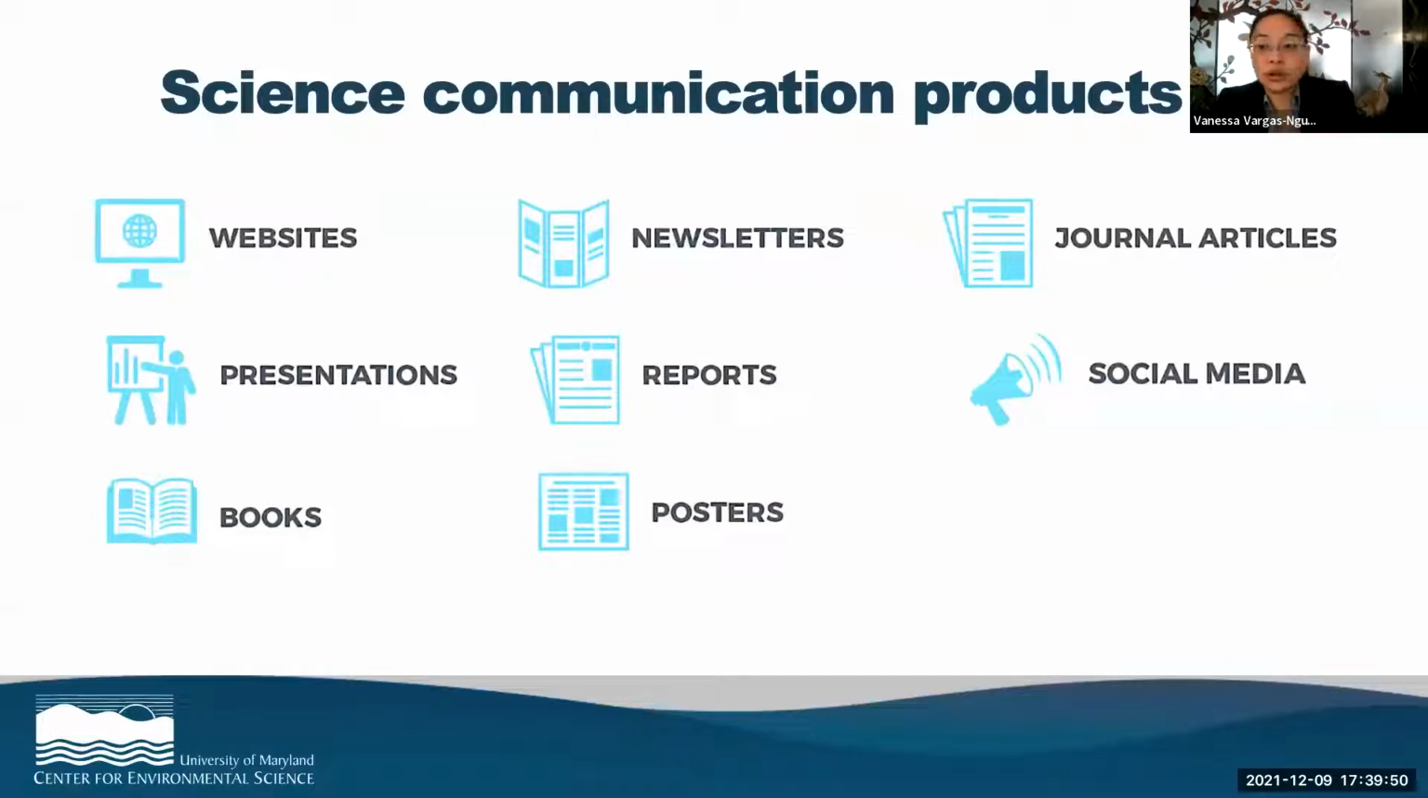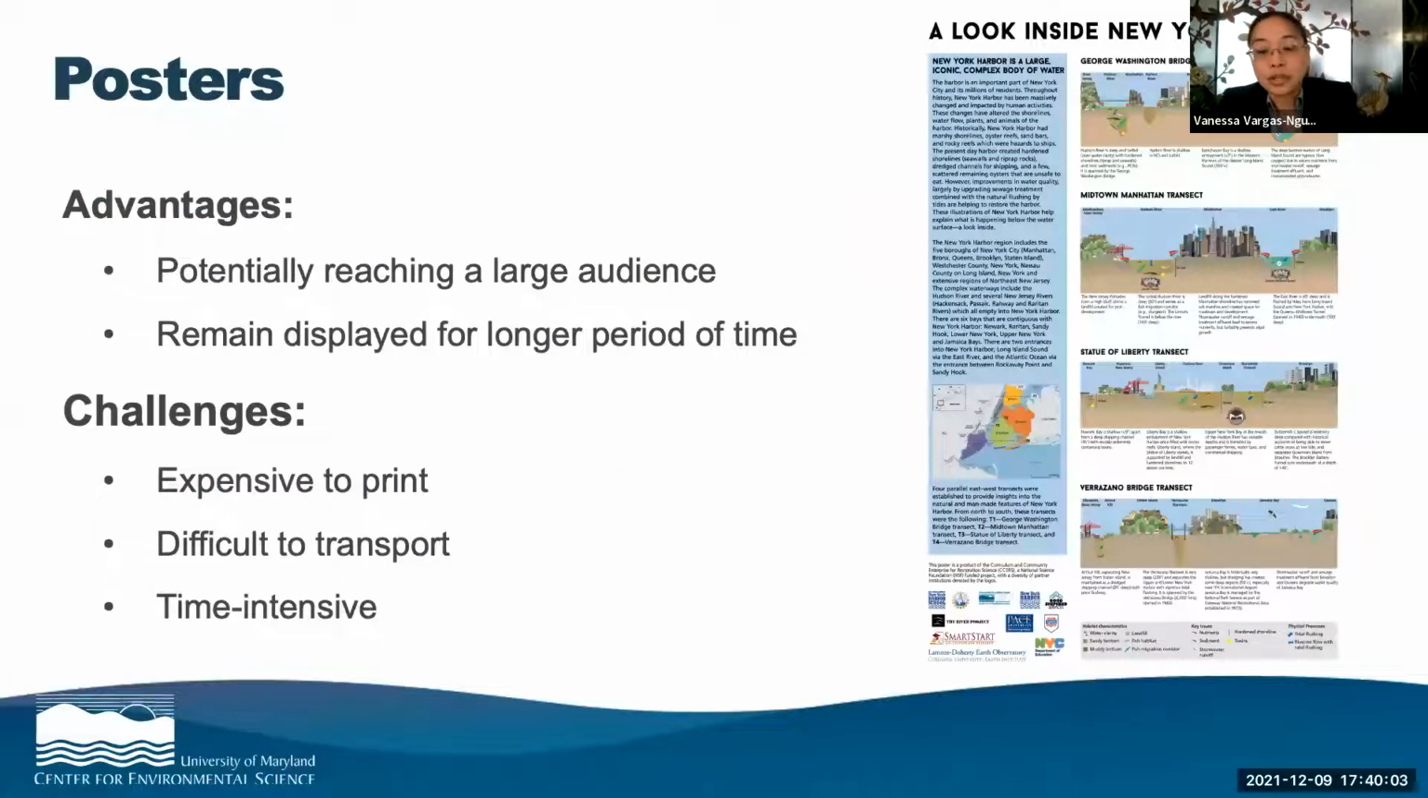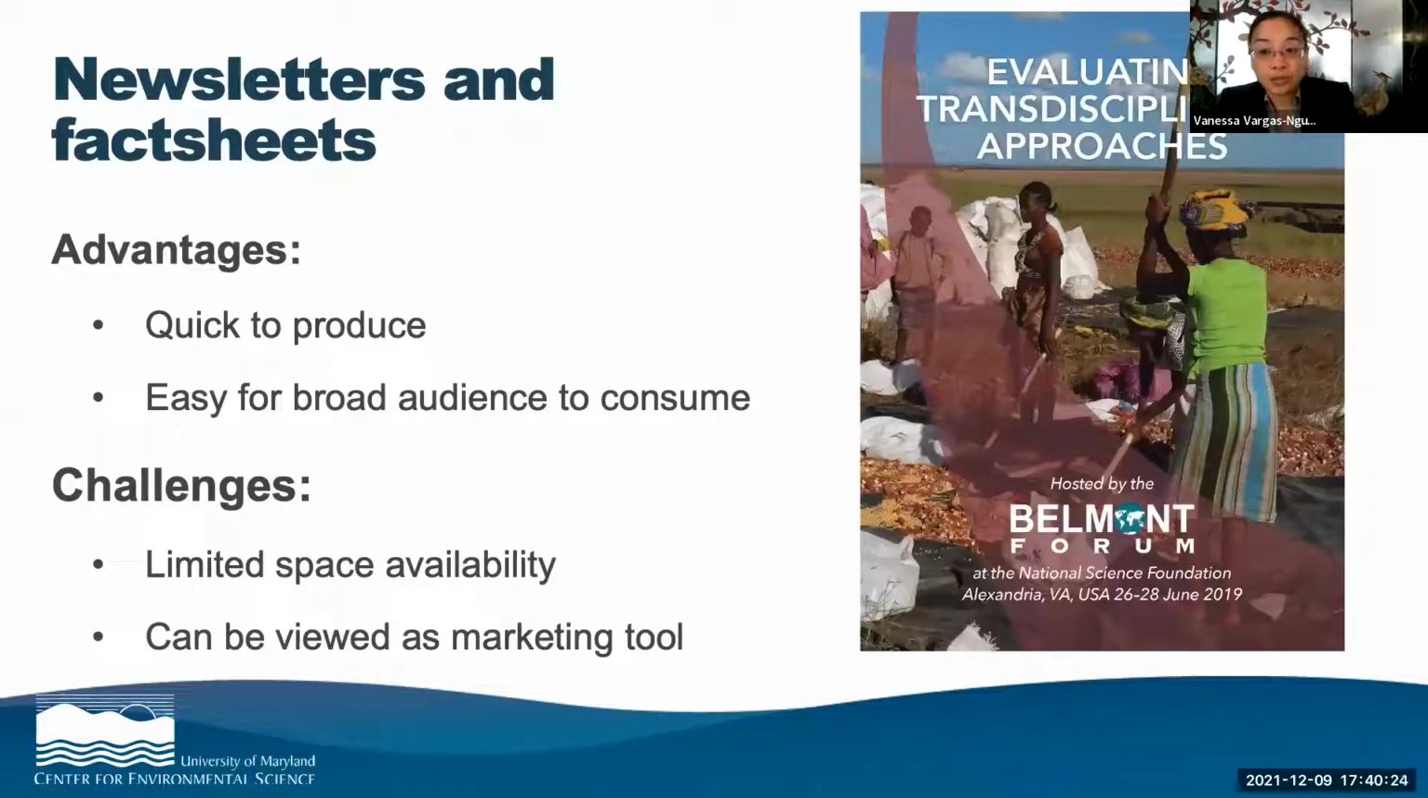So quickly, I will talk about science communication products as like data visualization types of graphs. There are a variety of them, but I will only talk and show a few examples. So first are posters. The advantage of posters is that they can potentially reach a large audience. They can remain displayed for a longer period of time. But some of the challenges are that they are expensive to print, they could be difficult to transport, and they're also time intensive.